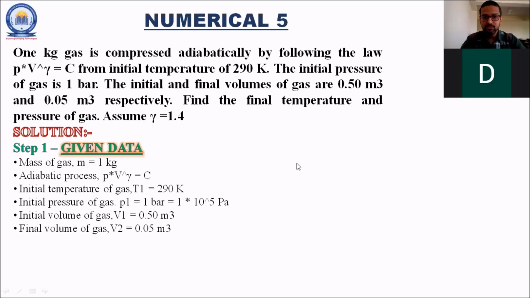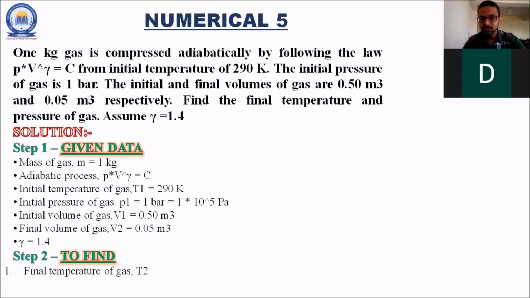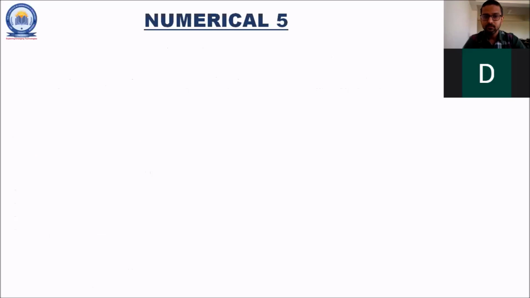So proceeding further, also we are given the value of gamma, that is equal to 1.4. Now step number 2, only 2 parameters we need to find out. First is the final temperature of the gas, that is T2, and we need to find out the final pressure of the gas, that is P2. Moving further, step number 3, that is the calculations.